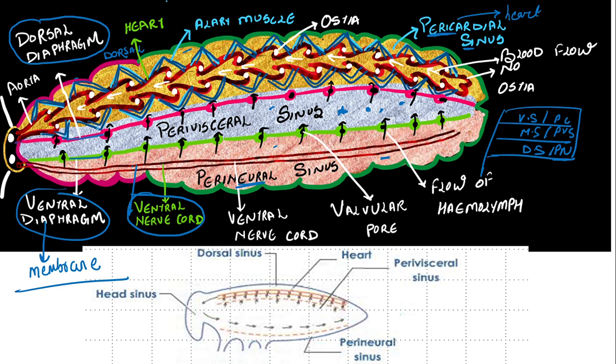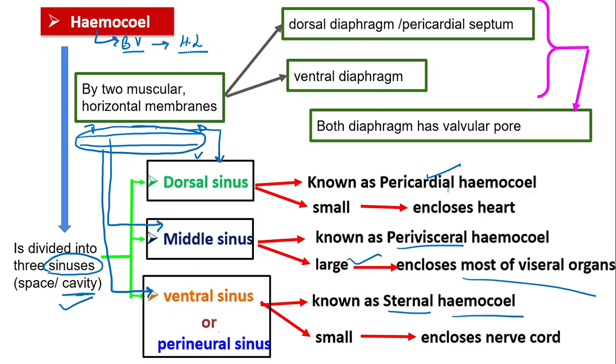Now on the diaphragm you have pores present. On both diaphragms, pores are present, so that the hemolymph which is present in the perineural cavity will enter into the perivisceral cavity, and from the perivisceral cavity it is going to enter into the pericardial sinus. Okay. So this was the whole hemocoel.